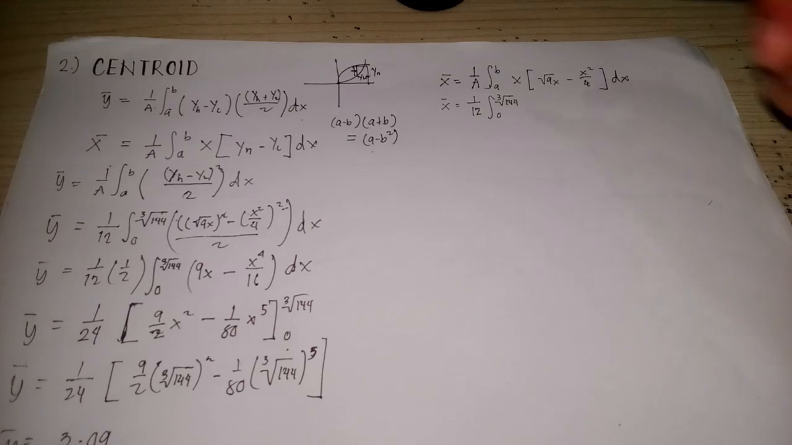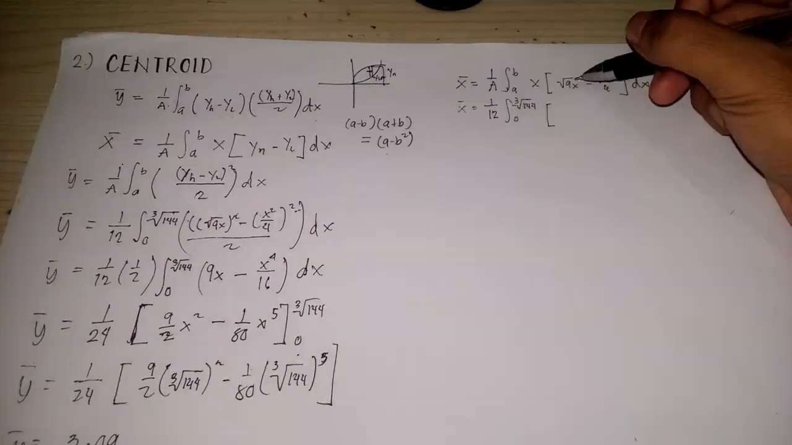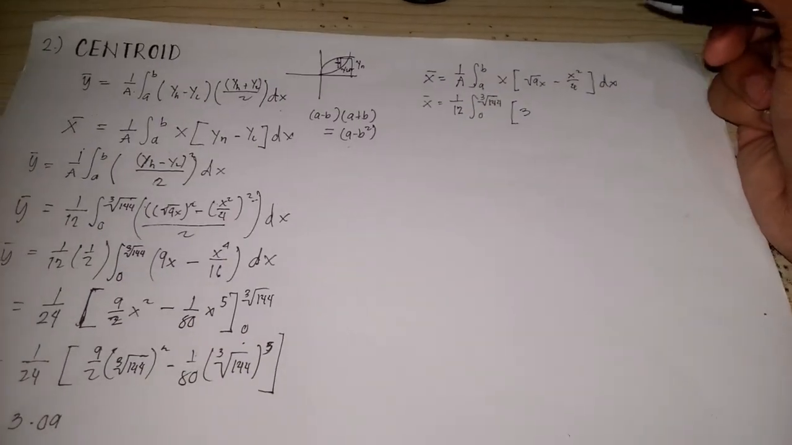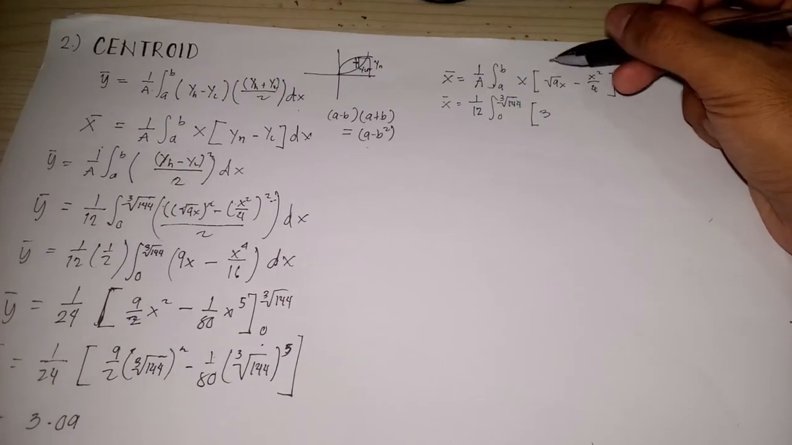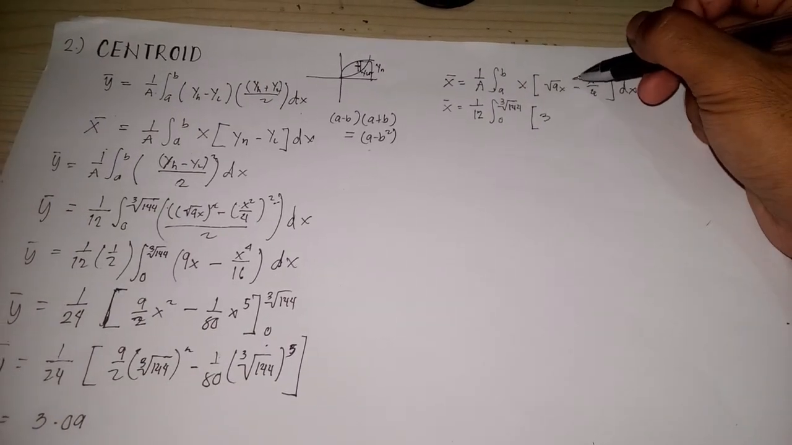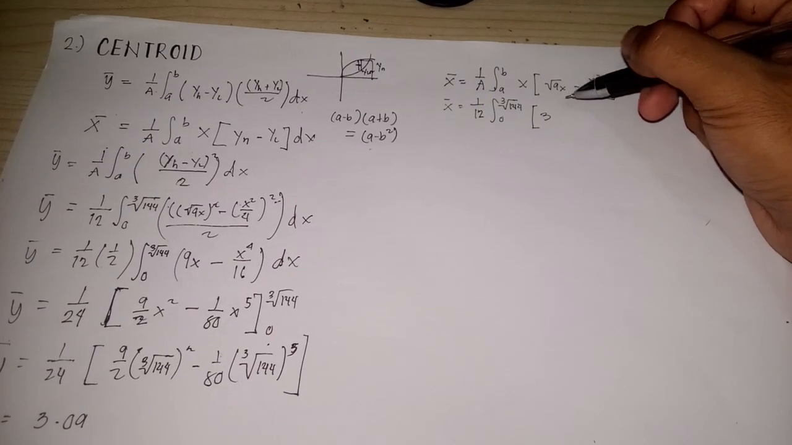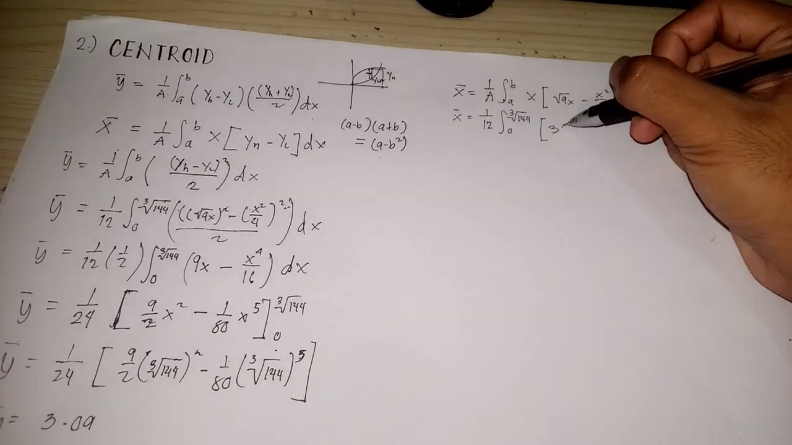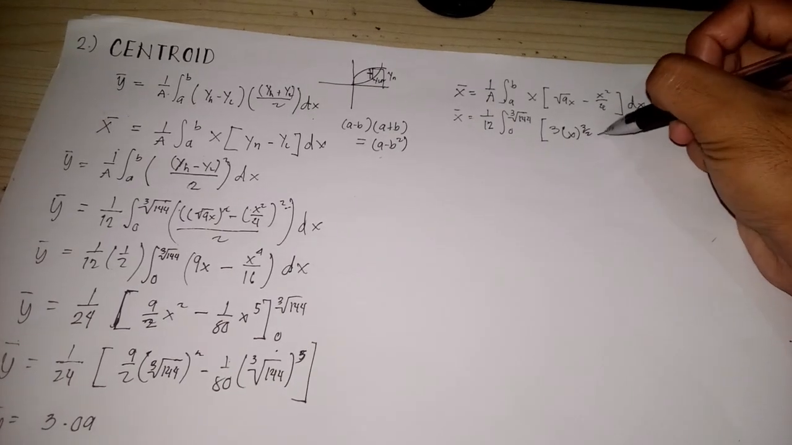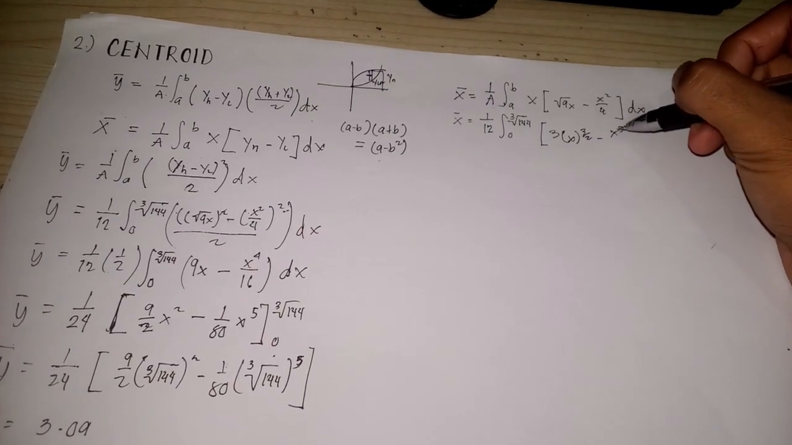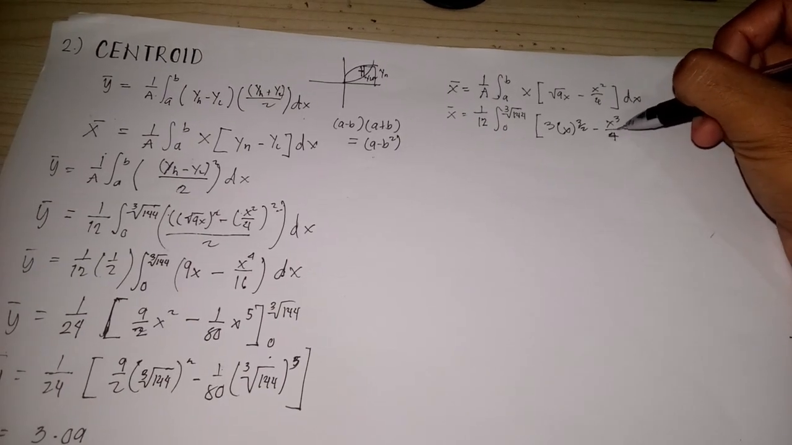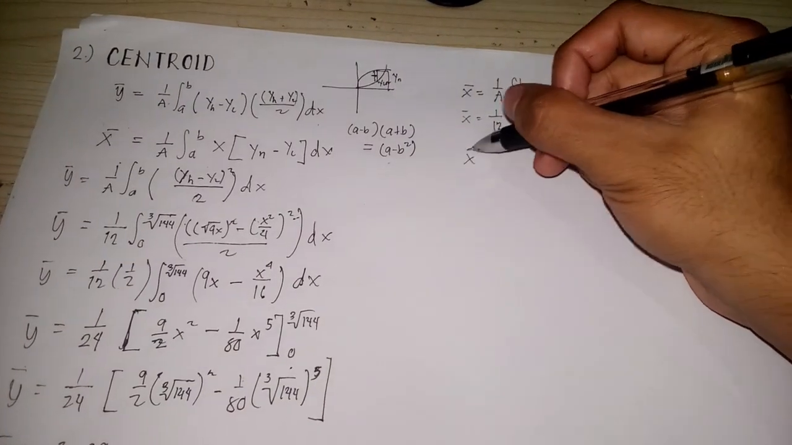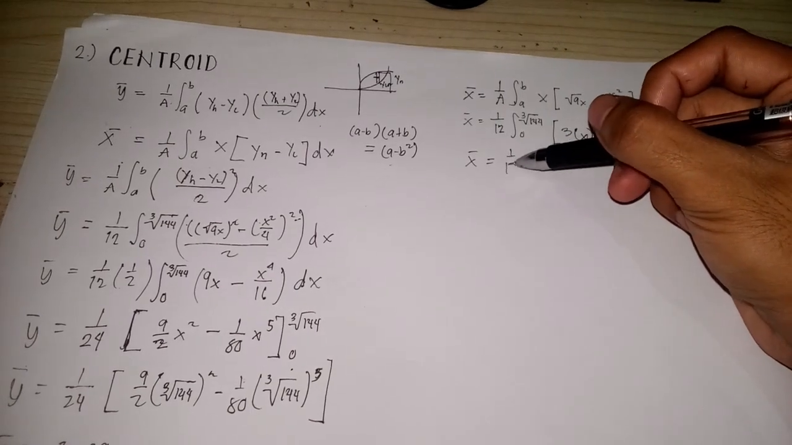We will get, of course, the square root of 9 is 3, so that is 3. Then x raised to 1 times x raised to 1 half, the exponents will add. This will become x raised to 3 halves minus x raised to 3 over 4. So we distribute, the exponents will add, then dx. So bar x is equal to 1 over 12.